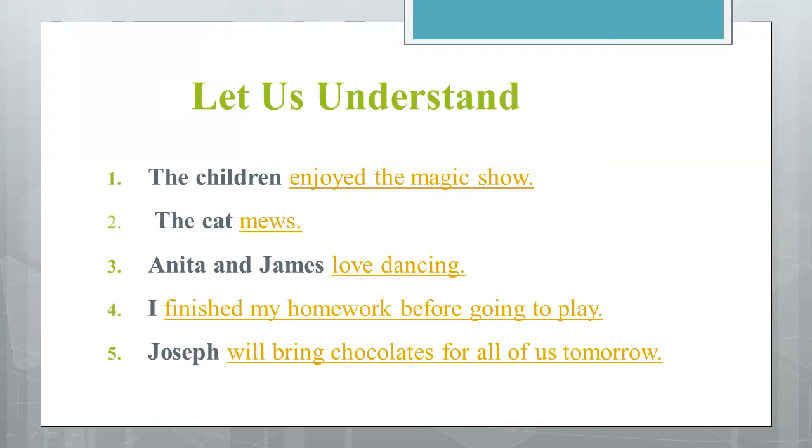Joseph will bring chocolates for all of us tomorrow. Someone is going to do something. Who is going to bring chocolates? Joseph. So he is the doer. He is the subject. And the rest of the sentence is giving information about subject Joseph, and it is predicate. Will bring chocolates for all of us tomorrow.